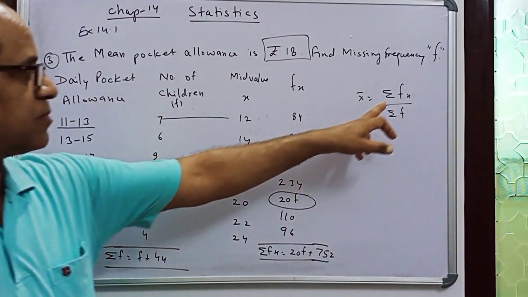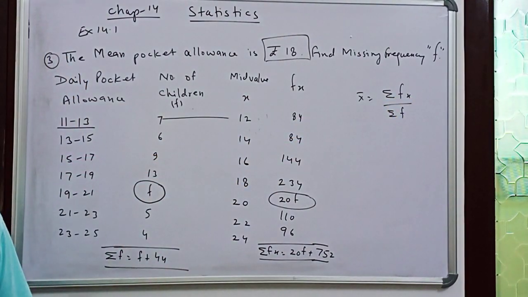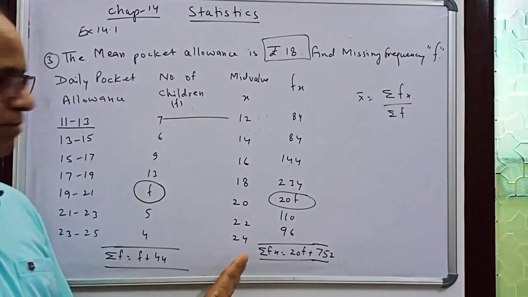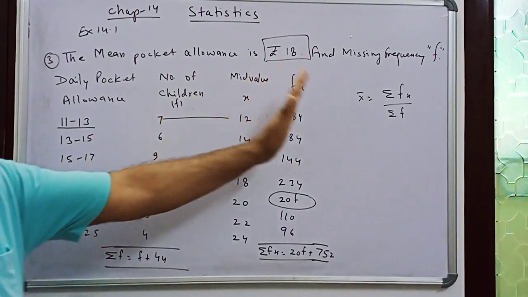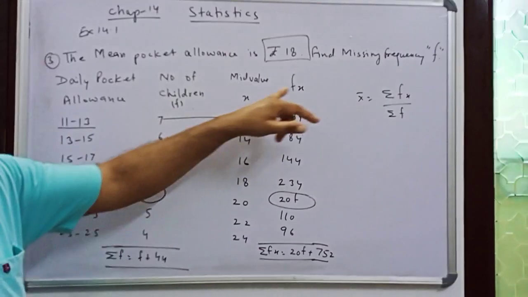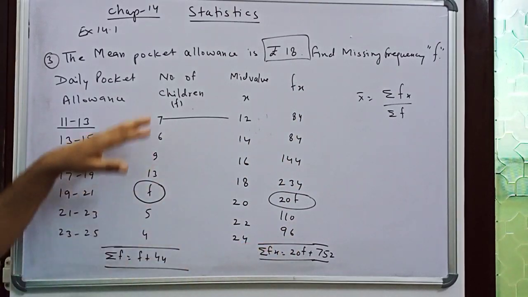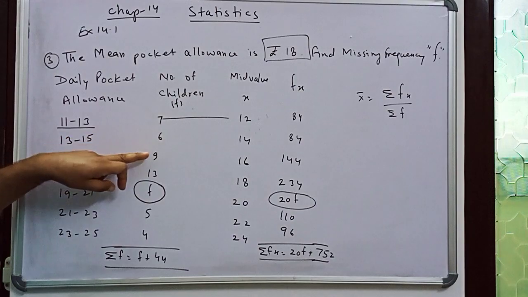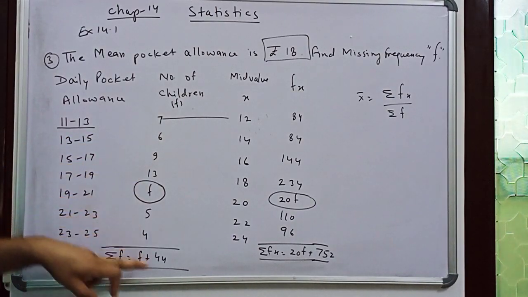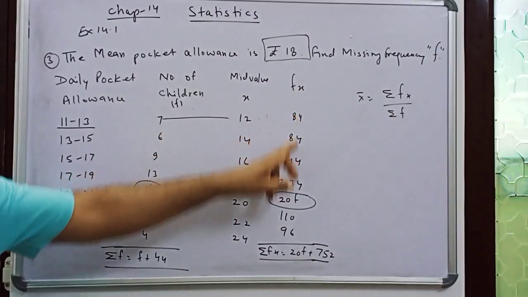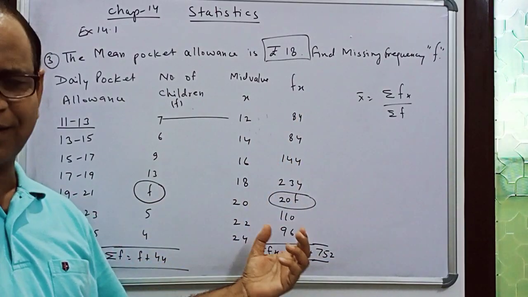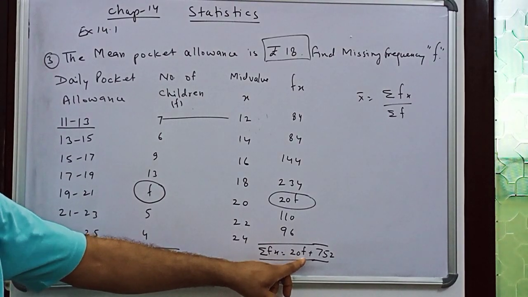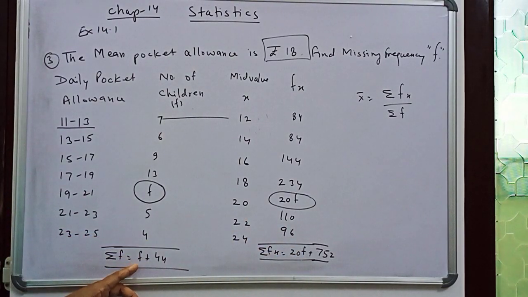Now you know that x bar is sigma fx upon sigma f. Once more I am explaining to you. The first new column is mid value. The second new column is f into x, that is fx. This total is of the frequency, it is f. It is 13, 9, 13, 5, 9. This total is 44. Here this total is 752. You can add it. It is not a very complicated part. But the important part is that this 20f will remain separate and this f will remain separate.